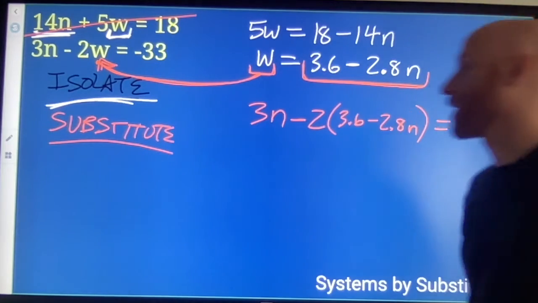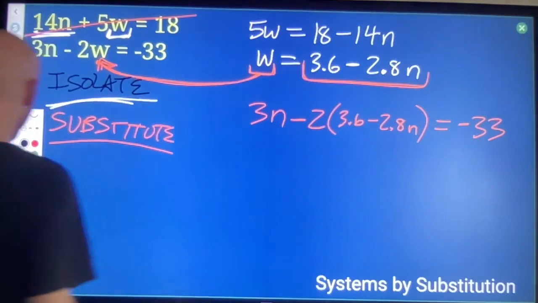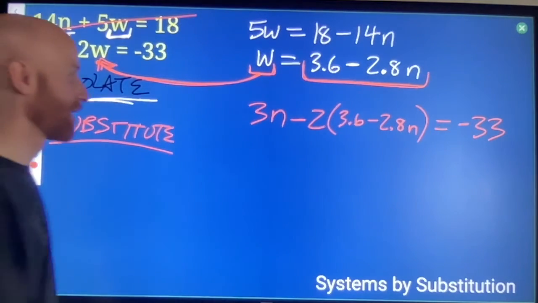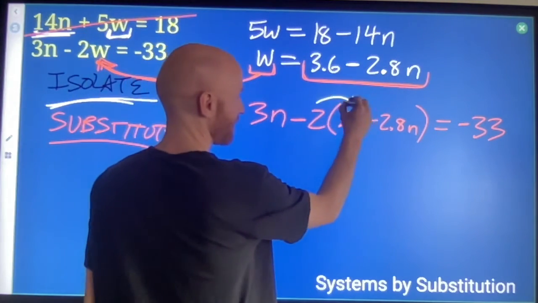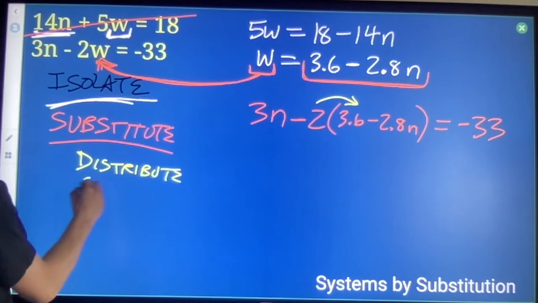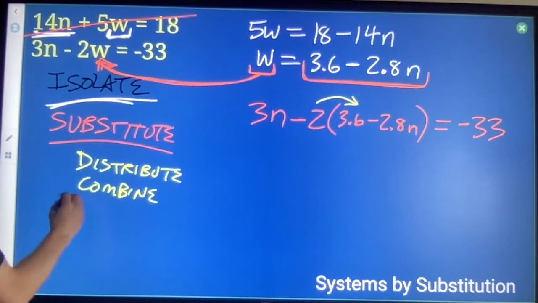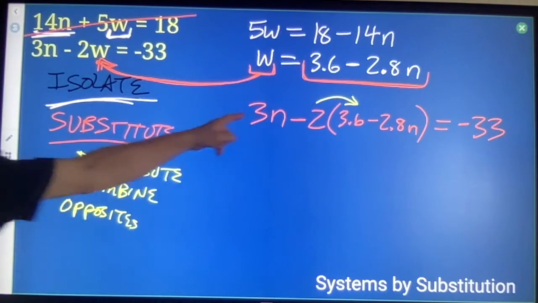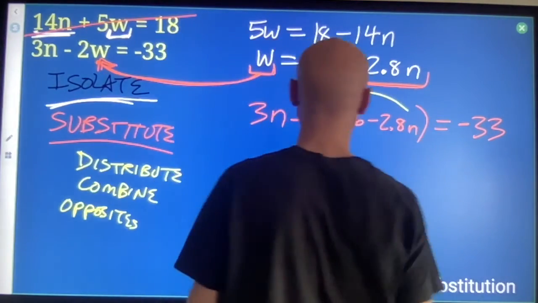If you don't know how to solve something that looks like this, you're not ready for systems of equations. Okay? Solving a multi-step equation involves distributing, combining like terms, and then opposites. Distribute, combine, opposite operations. So, distribute to get rid of my parentheses.